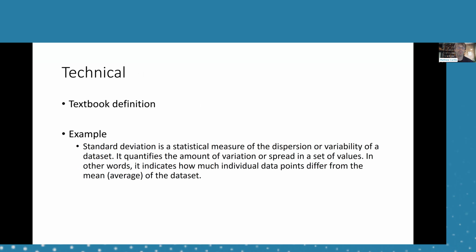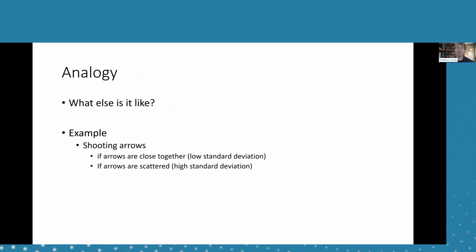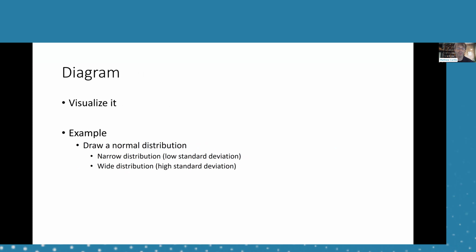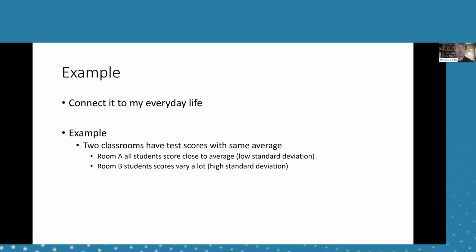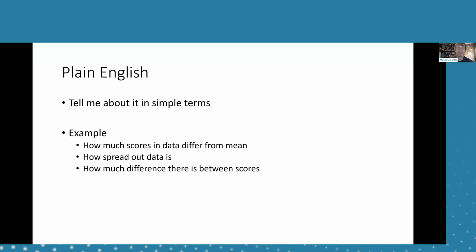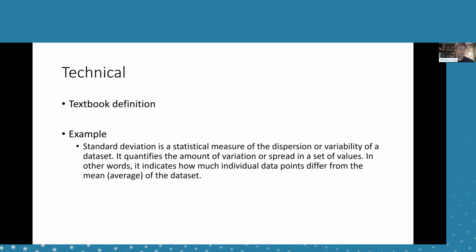So then we've run through the ADEPT of ADEPT. Analogy: what's it like? Diagram: visualizing it. Again, it does not need to literally be a diagram. Example: connect it to my, and by my, I mean connect it to the student's everyday life, not my life, because my life is probably very boring and uninteresting to the students. So connecting it to things the students care about. P for plain English: what's it in simple terms. And T for technical.